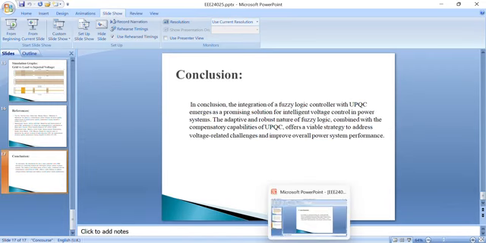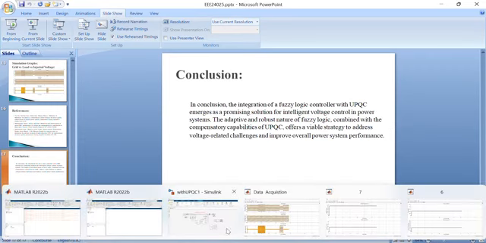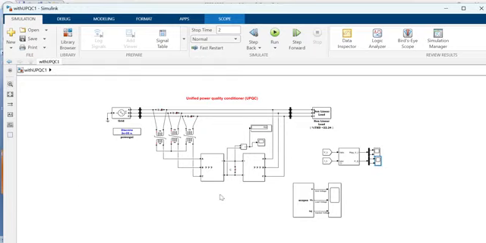And here are the results of the simulation circuit. This is the simulation circuit. Here is the grid. The series filter is connected through the transformers into the distribution line, and this is the shunt filter. Nonlinear load is connected.